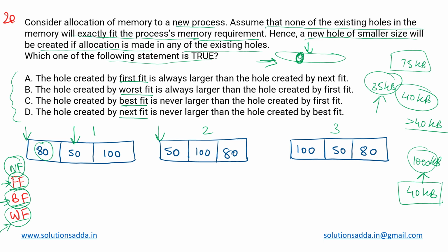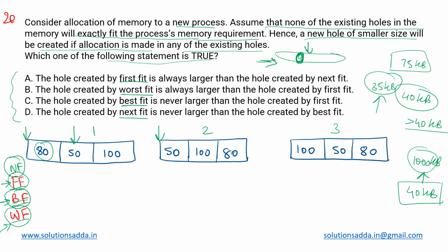And what does best fit assume? That the smallest possible hole should be created and it will go waste. It does not consider whether or not that hole must be usable in the future or not. So these are the four allocation techniques that we are aware of.